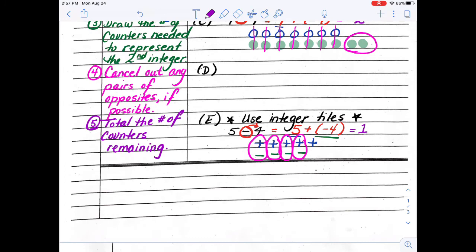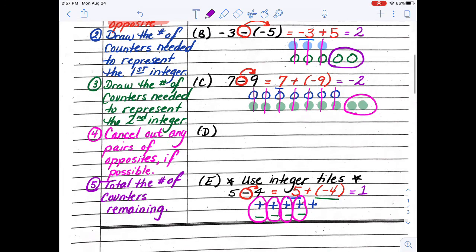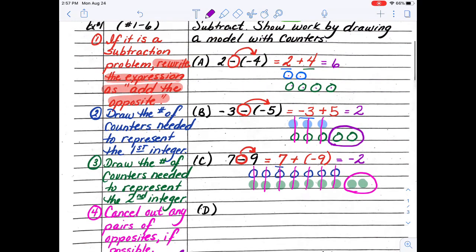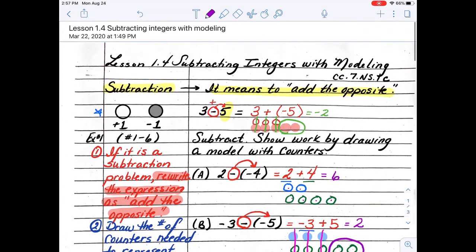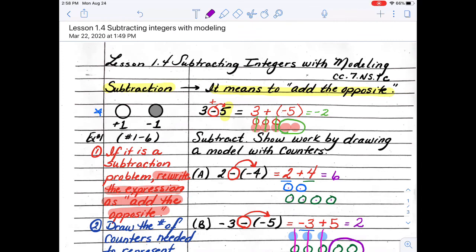Those are some ways we can model with pictures. So if I said, prove your answer to me with counters, you would use those circles. If I said, prove it to me using integer tiles, you would do those positive and negatives. And again, it's not about can you get the right answer just in your head. It's a different way to prove it mathematically using some diagrams. So that's your lesson 1.4, and we will be working with those in class.